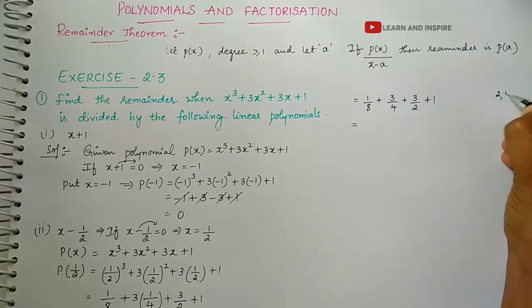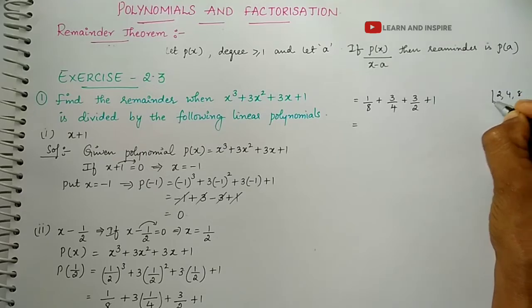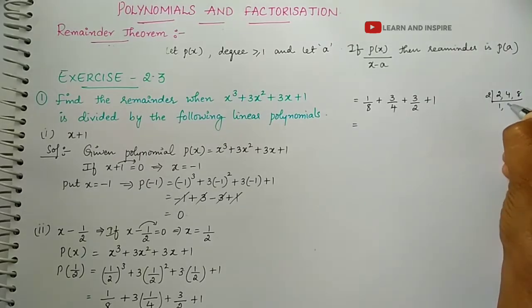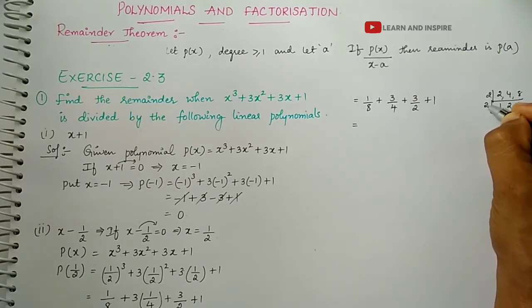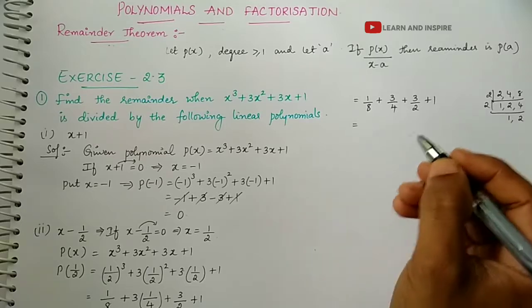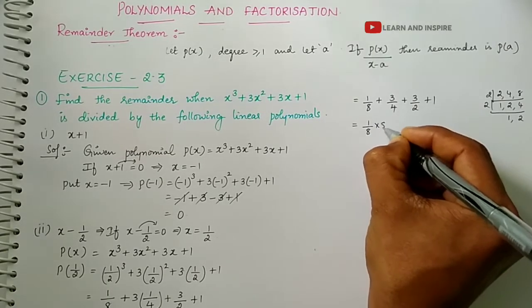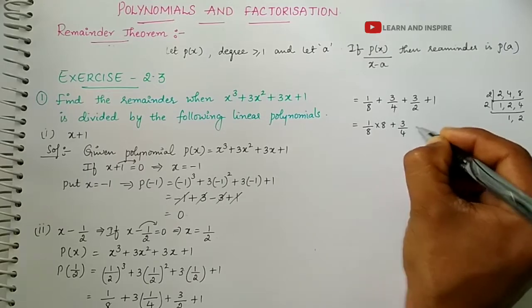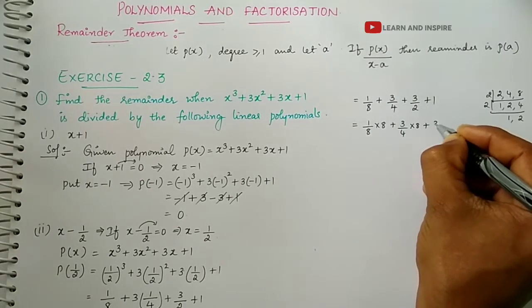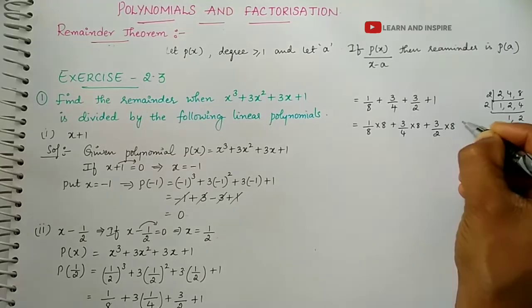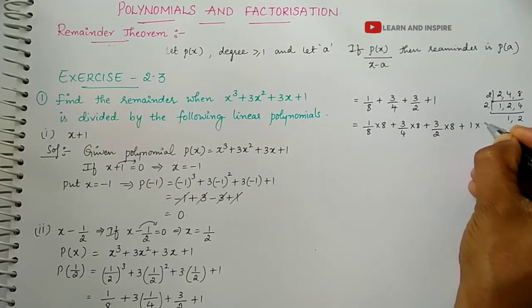So I write here 2, 4, 8. So do the LCM. 2 1s are 2, 2 2s are 4, 4 2s are 8. LCM is 8. So I take 1 by 8 into 8 plus 3 by 4 into 8 plus 3 by 2 into 8 plus 1 into 8.